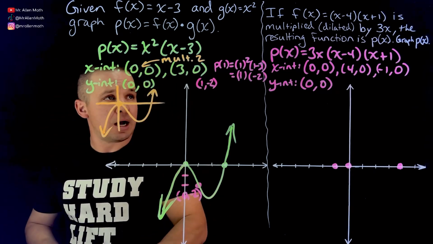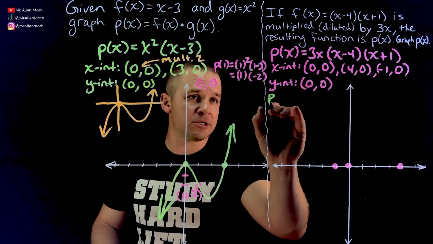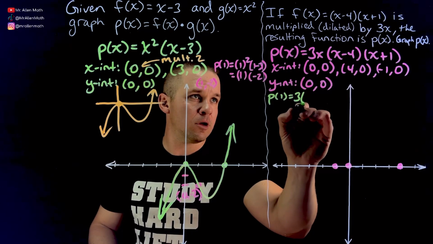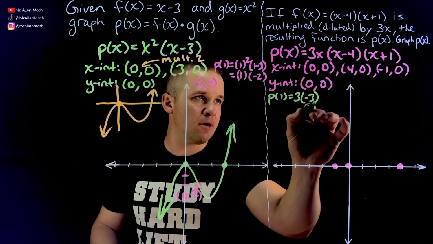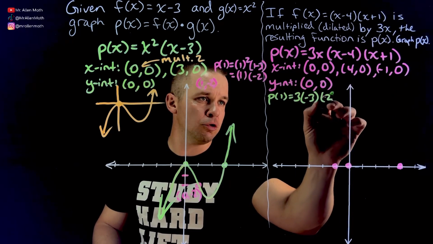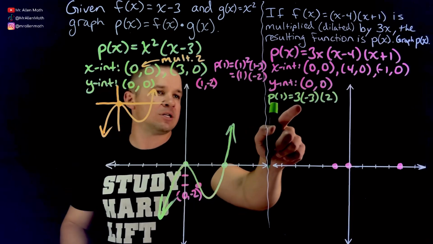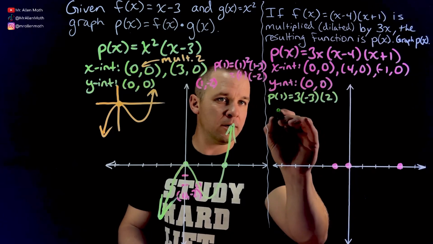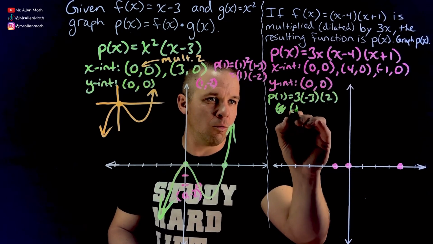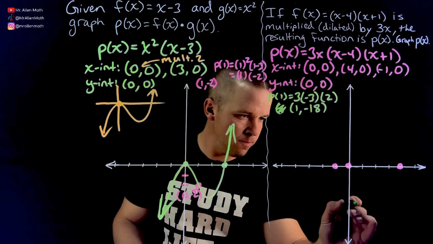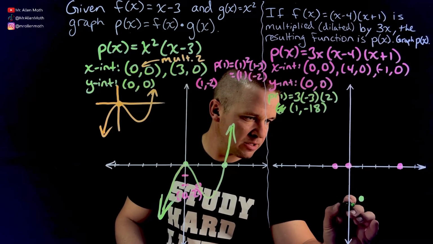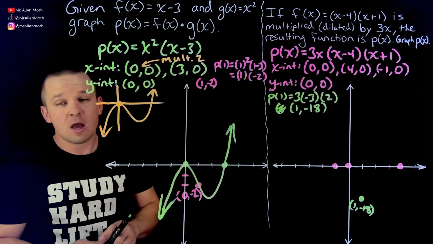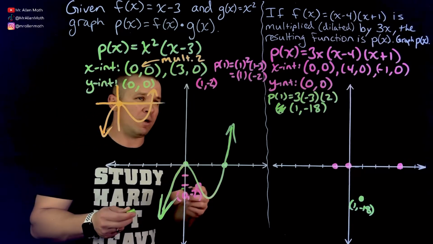So let's plug it in. We'll do p of 1. Okay, so p of 1, that's going to be 3 times 1, so 3. And then I have 1 minus 4, that's negative 3, right? And then 1 plus 1 is 2 last time I checked. So we have 3 times negative 3, that's negative 9, times 2 is negative 18. So we have 1 comma negative 18. That's an ordered pair. Boom, put that right there. I'm just going to label that one 1 comma negative 18 because I don't feel like going 18 times. My marker is not that fine of a tip, and we are about ready to rock and roll.